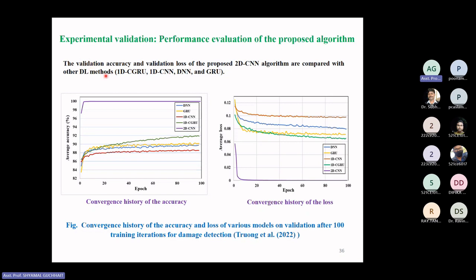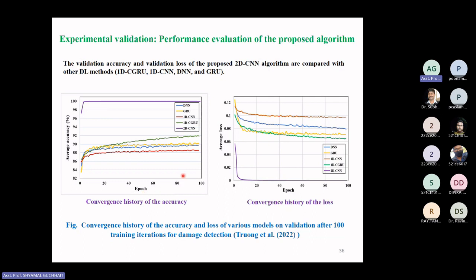We have compared our results with other deep learning techniques like CGRU, 1D CNN, DNN, and GRU, and you can see the comparison plot here. If you look at the first plot, the convergence history of the accuracy, our proposed 2DCNN technique takes very few iterations, only 8 to 10, to accurately detect the damage, and the accuracy is almost 100%.